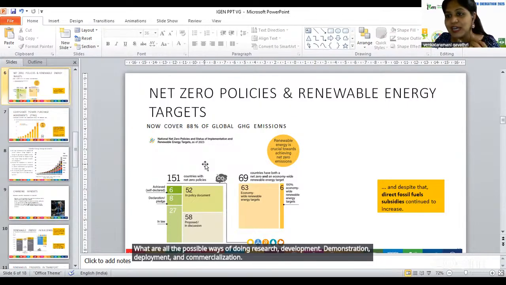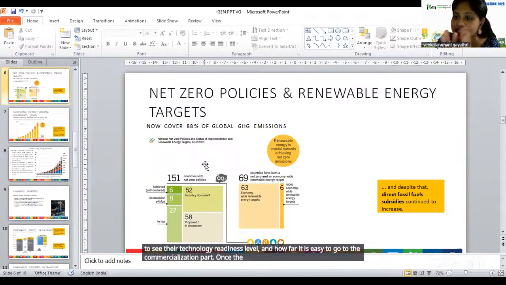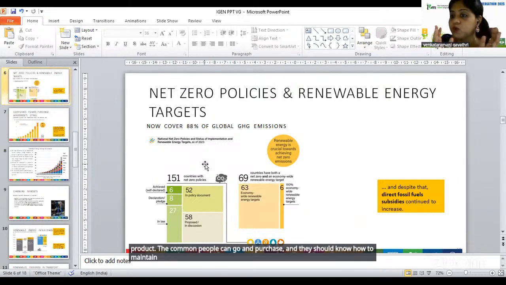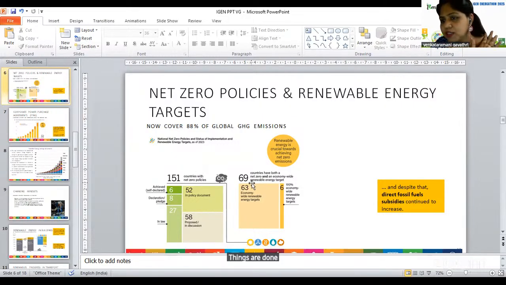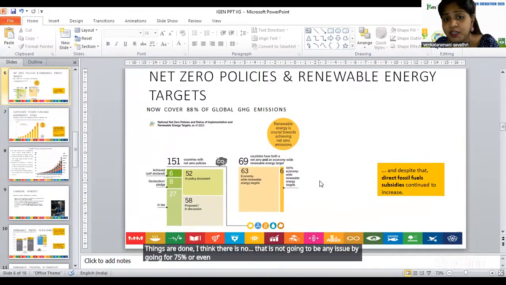I think we are still standing in research and development. We have not gone to the demonstration point. That is, we have to see the technology readiness level and how easy it is to go to the commercialization part. Once the commercialization is done, it becomes a showroom product, everything. So renewable products should become showroom products. The common people can go and purchase, and they should know how to maintain and service them. If all these things are done, I think there is not going to be any issue in going for 75% or even 100% penetration of renewable energy.